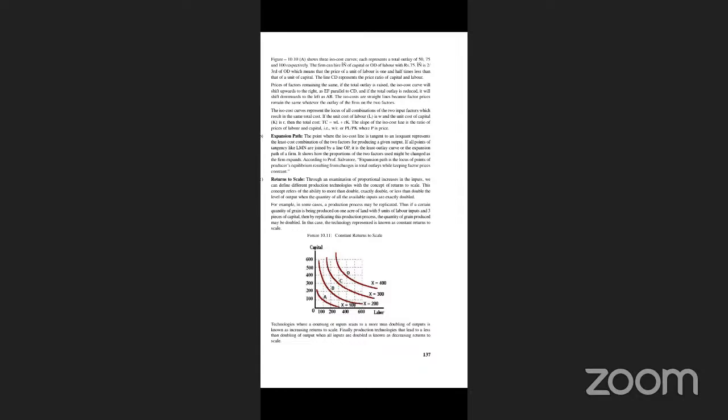Constant returns to scale, when x equals 400, x equals 300, and x equals 200 is given. Technology here is doubling, and where the production technology leads to less than doubling of output, all the inputs here are doubled, that is decreasing returns to scale.